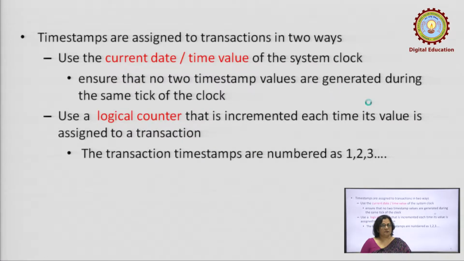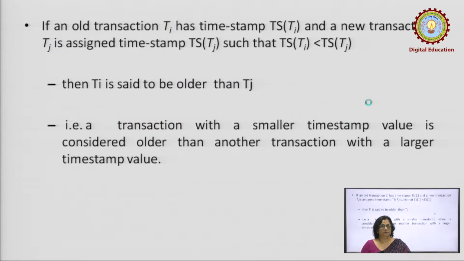In database systems, timestamps are assigned to transactions in two ways. One is using the system clock, which gives the current date and time value as the timestamp of the transaction. Second is the logical counter, which is incremented each time its value is assigned to a transaction, and here the timestamps are given as numbers 1, 2, 3, 4 and so on.